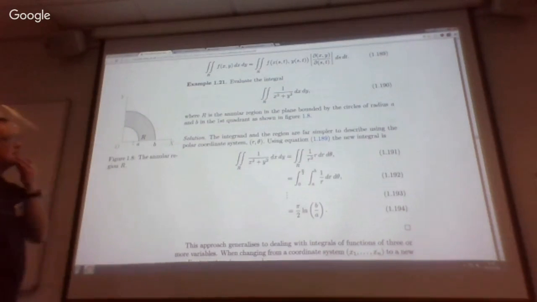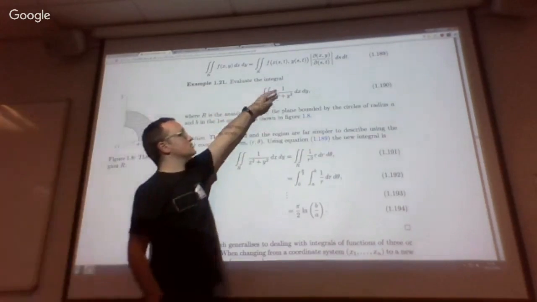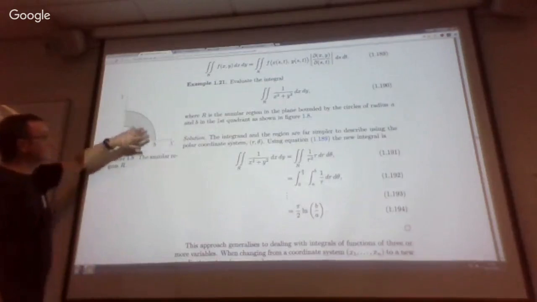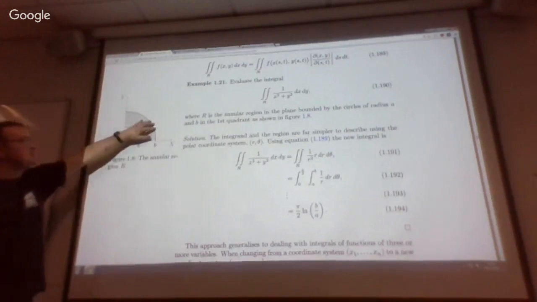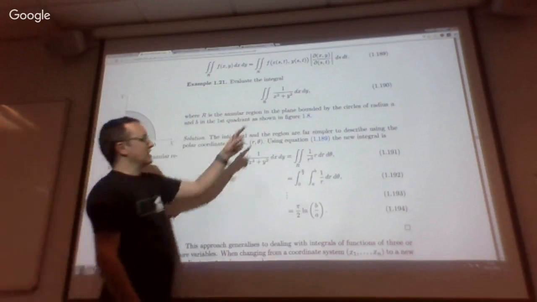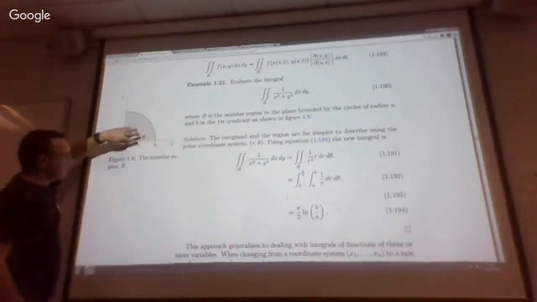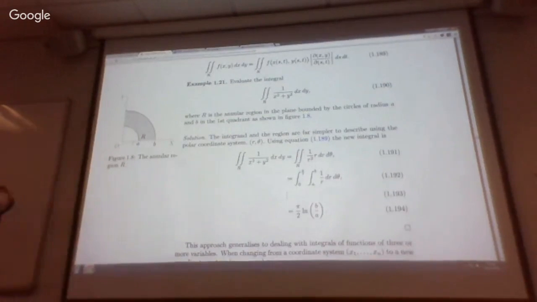In particular, the example we looked at was this integral here, where we wanted to integrate the function 1 over x squared plus y squared over this region R, which is this annular region between these two quarter circles. Now that's kind of an awkward situation to describe in Cartesian coordinates. Having a combination of squares in the reciprocal is awkward. Trying to describe circles with Cartesian coordinates is kind of awkward. You end up having to talk about square roots of sums of squares. So it's not very well adapted for that.